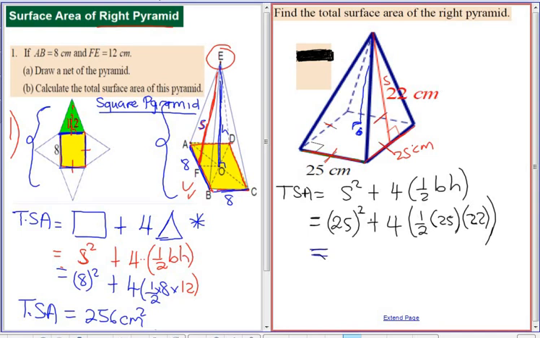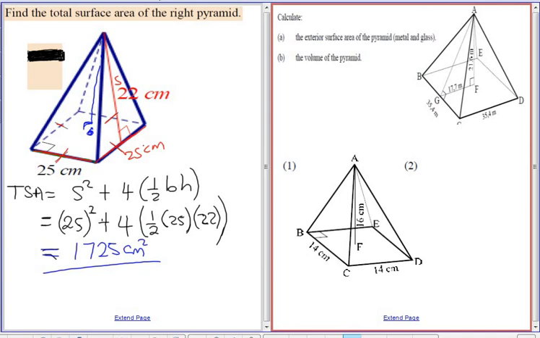And I hope you are now getting the confidence that I know you're going to need as we carry on with this lesson. So if you have this and you do it correctly, you should get 1,725, like I am doing here, square centimeters. Easy peasy. Let's just go ahead and have another one.